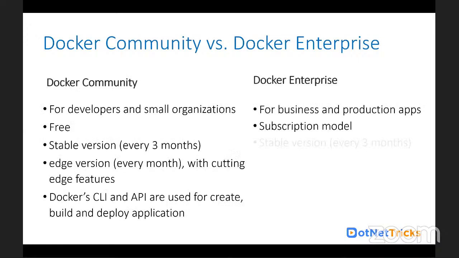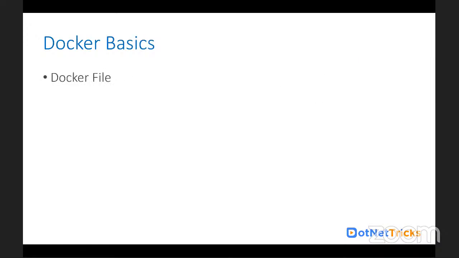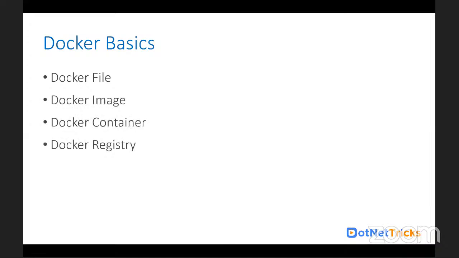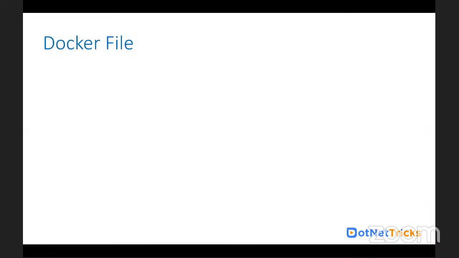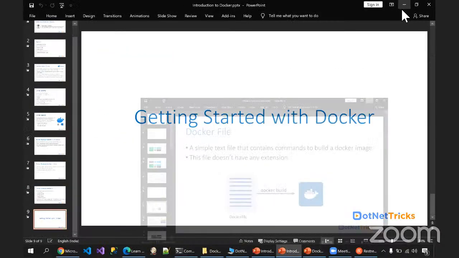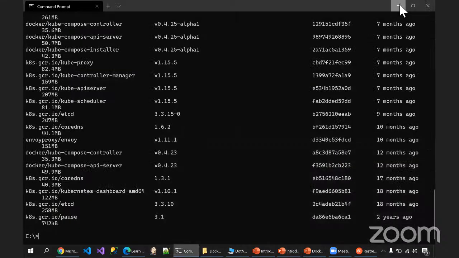Docker community and enterprise I'm not going to explain over here. Now, before getting started with Docker, you should first understand the Docker basics. In the Docker basics we have Dockerfile, Docker image, Docker container, and Docker registry. These are the things you should know. When you are building your Docker image, first of all we need to add a Dockerfile. Let me show you how to add the Dockerfile. Then after that you can create your Docker image.